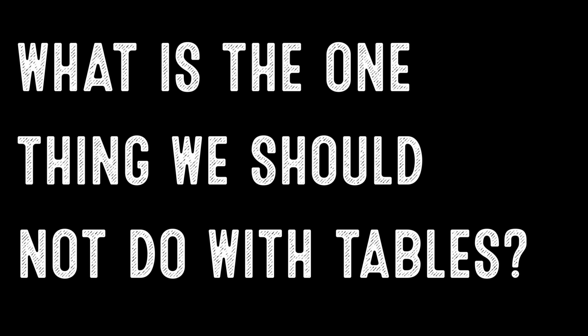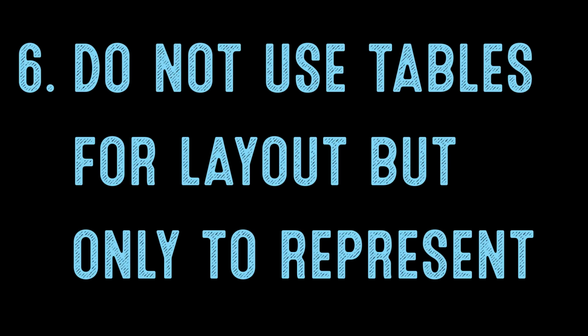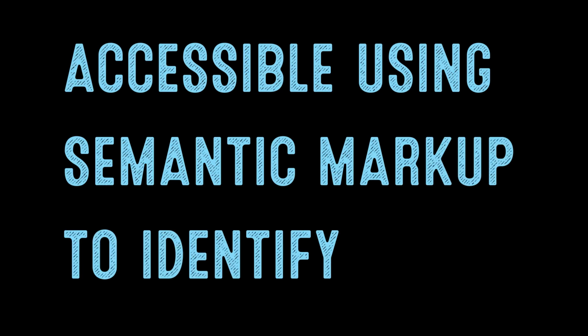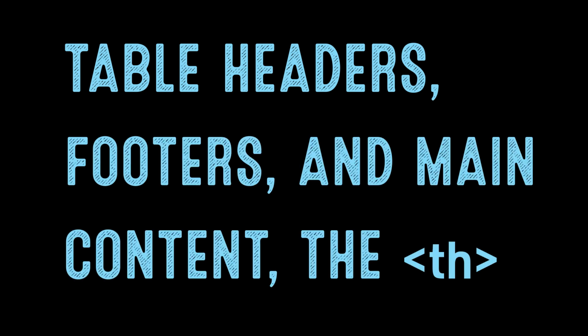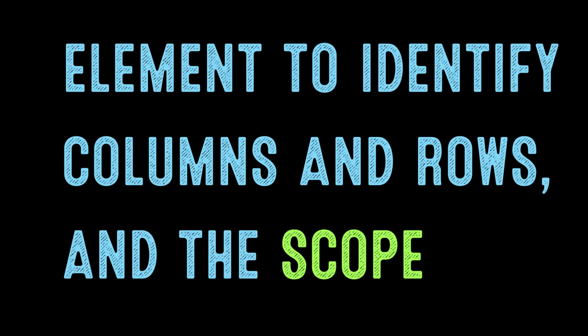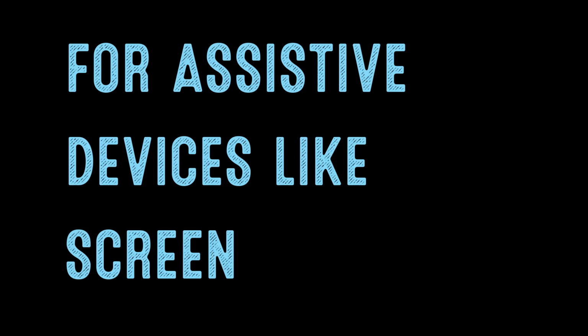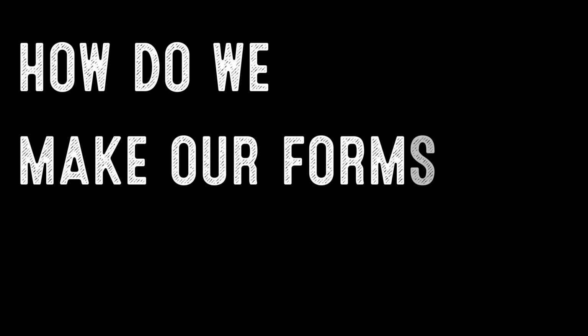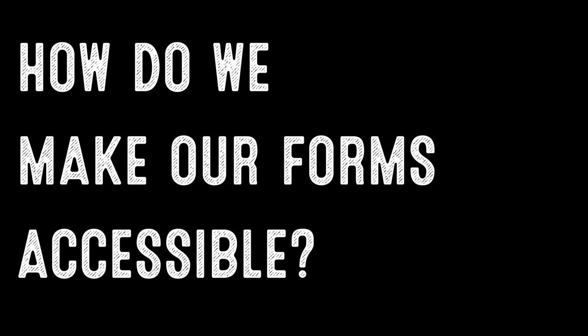How do we make tables accessible? And what is the one thing we should not do with tables? 6. Do not use tables for layout, but only to represent tabular data, and how to make your tables accessible using semantic markup to identify table headers, footers, and main content. The TH element to identify columns and rows, and the scope attribute to add additional clarification for assistive devices like screen readers.